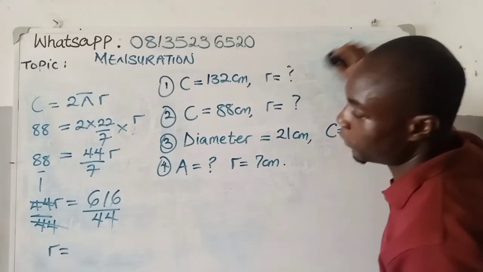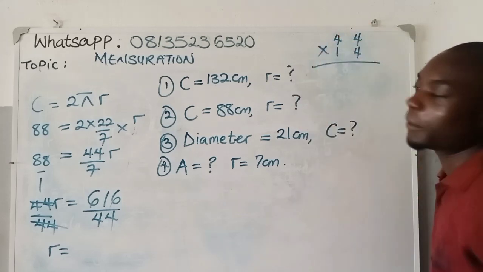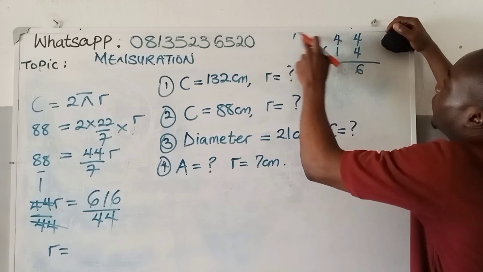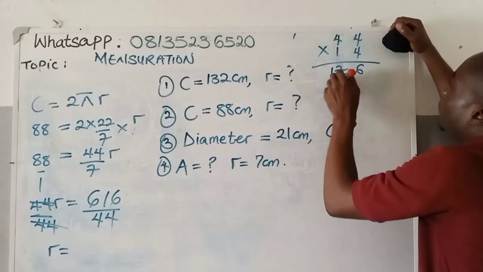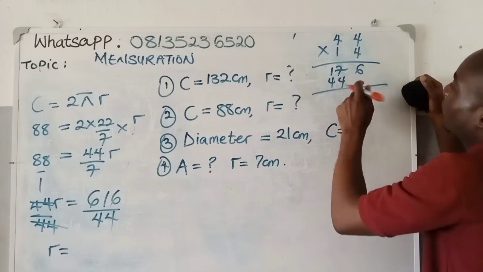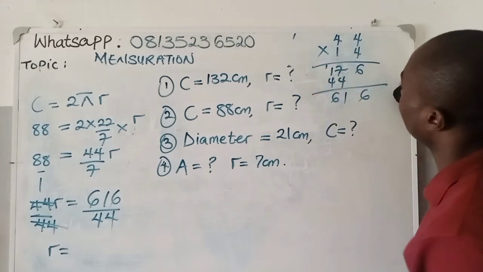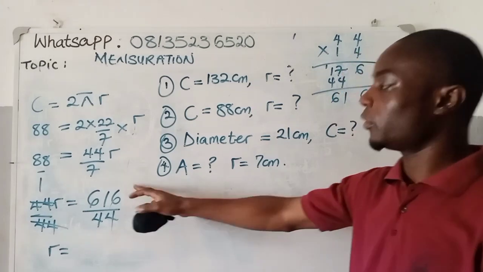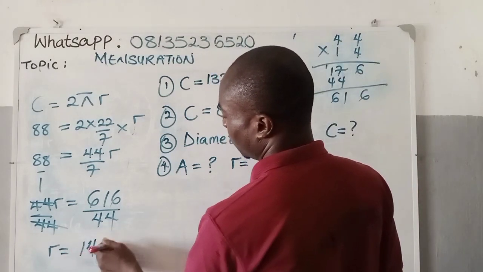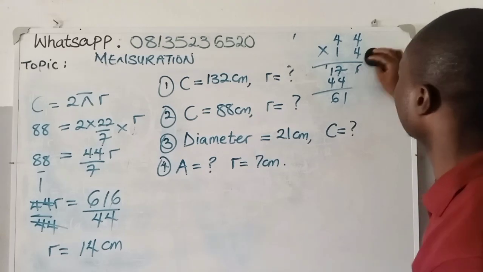What about we multiply 44 times 14? So let's try 44 times 14. All right, so we say 4 times 4 is 16. Write down 6, carry 1. 4 times 4 is 16 plus 1, 17. Then 1 times 4 is 4. 1 times 4 is 4. So we'll have 6 here. 7 plus 4 is 11. Write down 1, carry 1. 2 plus 4, we have 6. So we'll have 616. So therefore, 44 will go into 616 14 times. So our radius is equal to 14 centimeters. For the second question, our radius is equal to 14 centimeters.